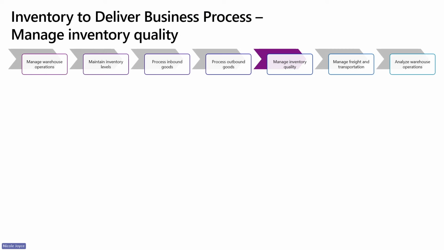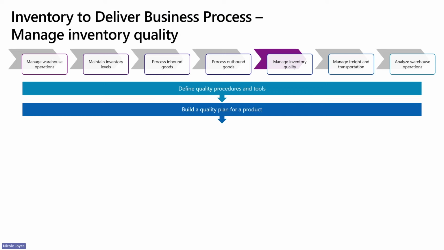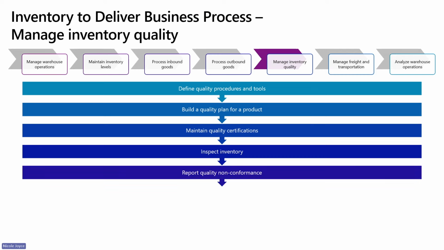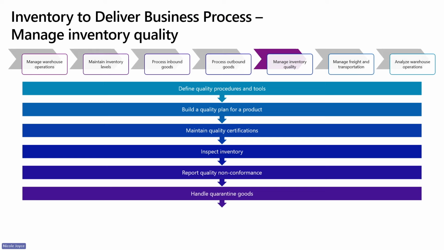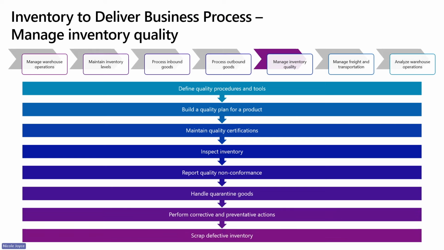Okay, so let's move from that process outbound goods business process area and into our manage inventory quality. So we have several business processes under manage inventory quality, including defining quality procedures and tools, building a quality plan for a product, maintaining the quality certifications, inspecting our inventory, reporting on any quality nonconformance, handling any quarantine goods, performing corrective and preventative actions, as well as scrapping defective inventory.